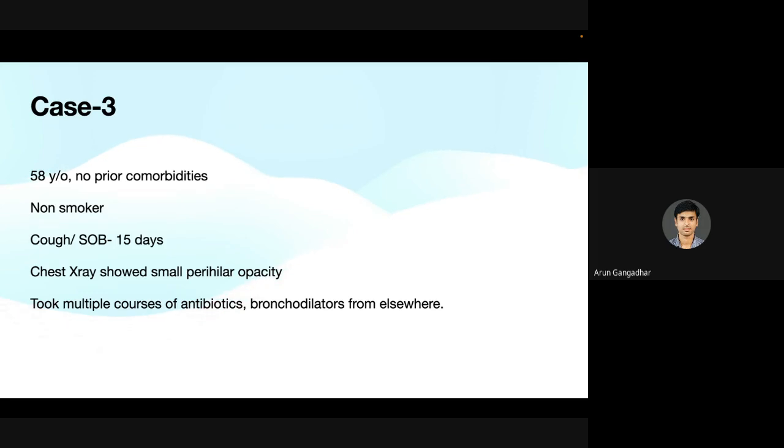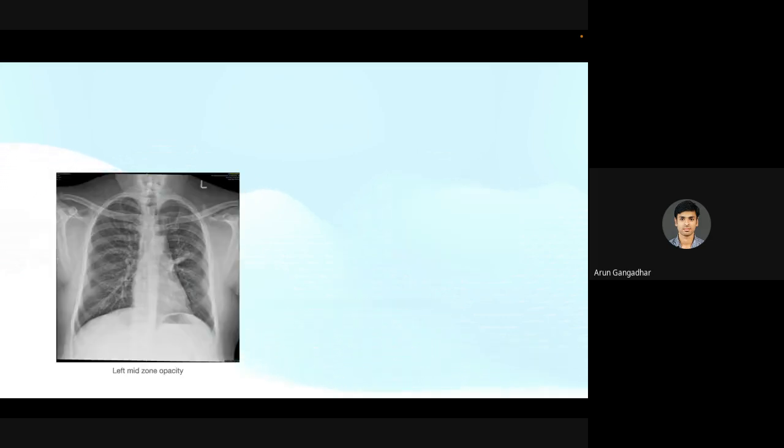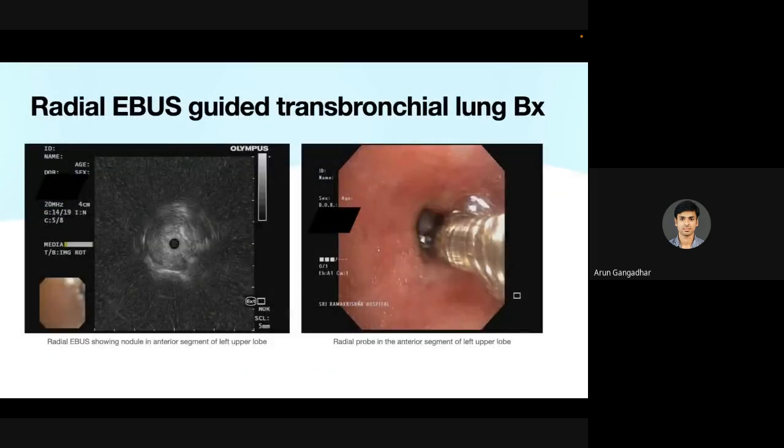And the chest X-ray showed a small perihilar opacity. The patient had taken multiple courses of antibiotics and bronchodilators from elsewhere in these, sorry, in these 15 days. So if you see, there's a typical left-sided opacity here, and very well that is seen in the CT scan as well. It's a peripheral nodule, not very big, but nonetheless, we went ahead.